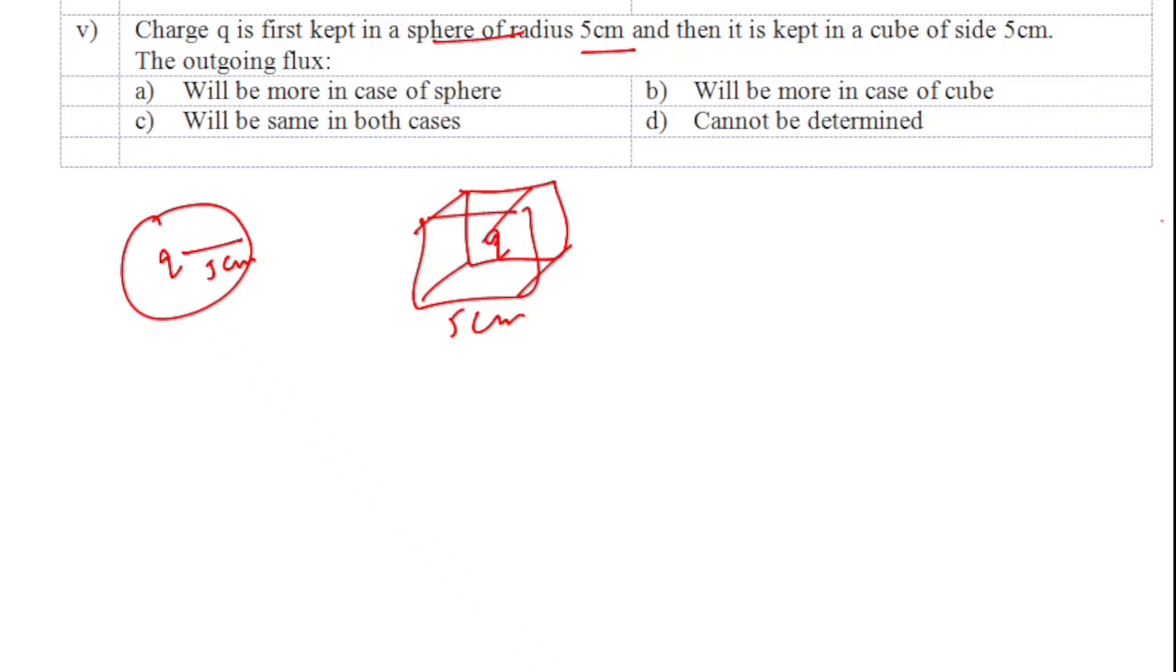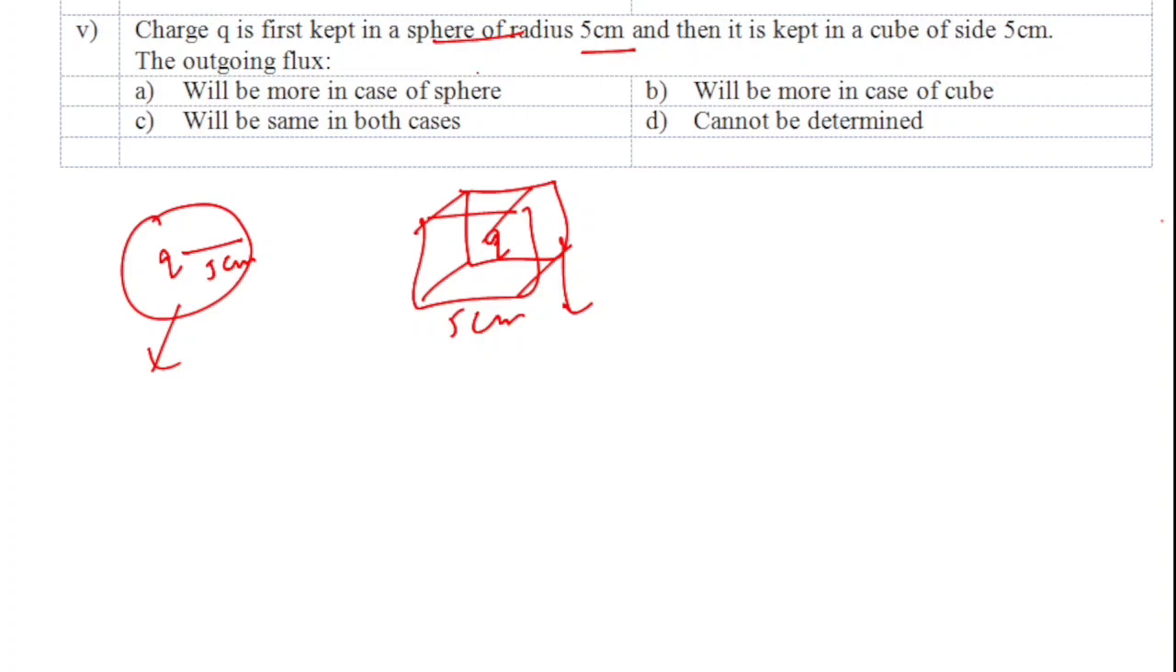Now you have to find the outgoing flux through this sphere and through this cube. So which option is correct? Number 1: it will be more in case of a sphere because its radius is more, then its flux is also more. Number 2: it will be more in case of cube. Third: it will be same in both cases. Fourth: cannot be determined. Think about it. Pause the video and try to solve it.